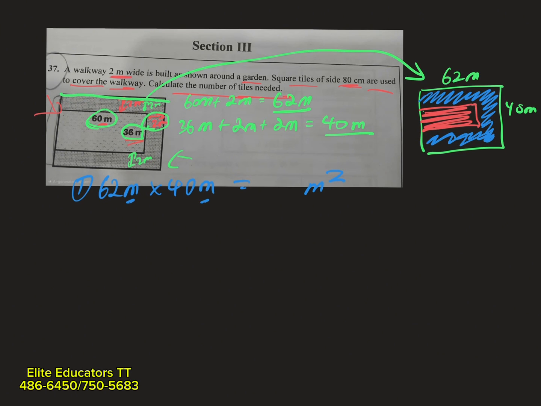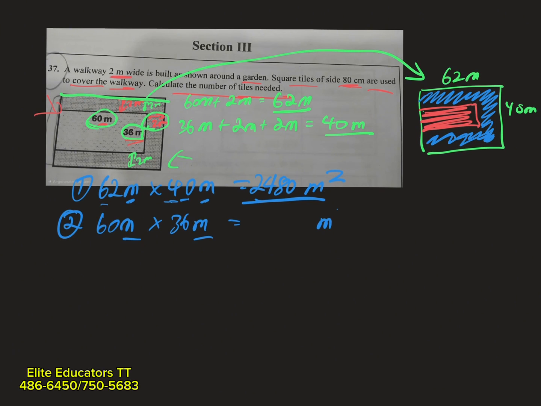So I would multiply the 62 by 4. 2 4s are 8, 6 4s are 24, I'll get 248, and then add the 0. Or we could do 2-digit by 2-digit multiplication. So the total area is 2,480 meters squared. That's the total area for the whole thing, right? Side by side.